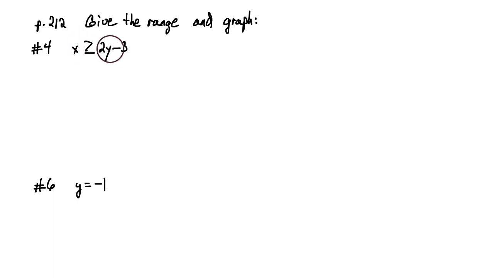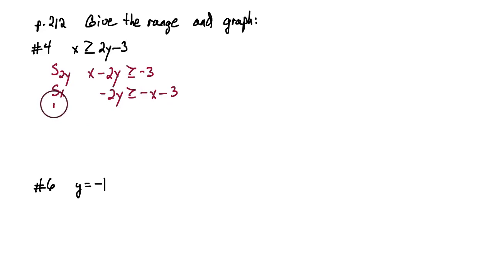Now we're not used to our inequalities having the letter x on the left side. We're used to that being the letter y. Let's rearrange this by subtracting 2y to both sides. We get x minus 2y is greater than or equal to -3. Now subtract x from both sides. We get -2y is greater than or equal to -x minus 3. Then divide by -2. The arrow switches when dividing by a negative.